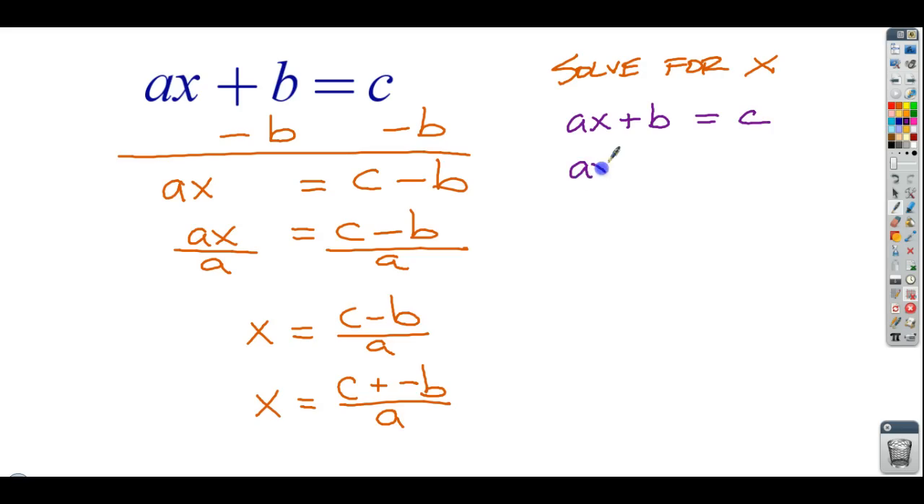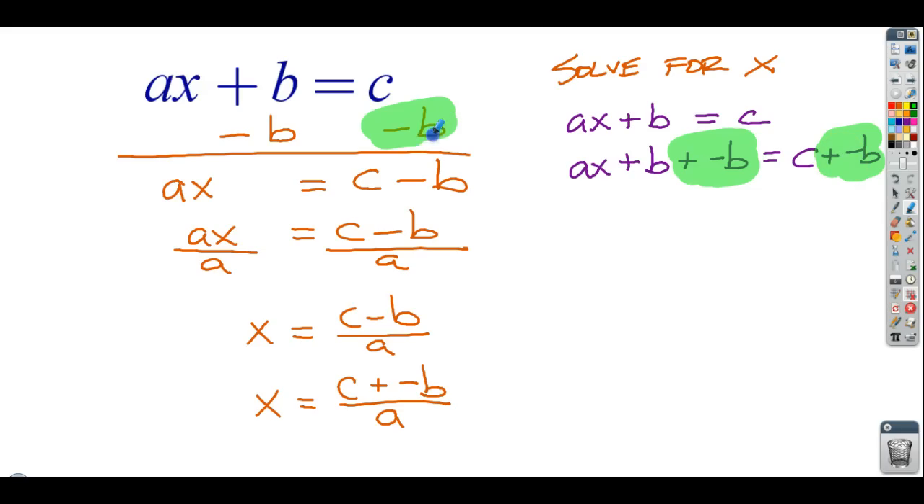So if I have AX and I want to get rid of B, then the opposite of that is, I'm going to do the opposite. So I add negative B, and that's going to equal C plus negative B. Now notice this here is the same as there. So I'm doing the same thing to both sides, which is this same step. This one is just horizontal.